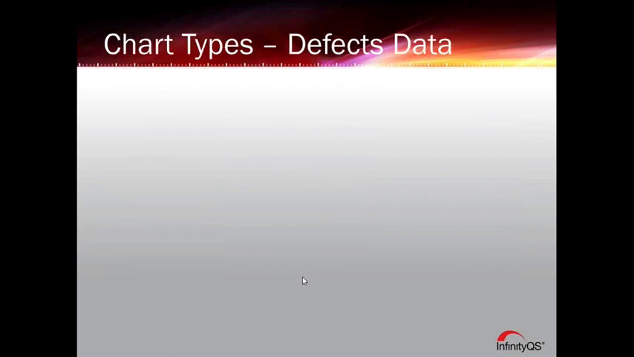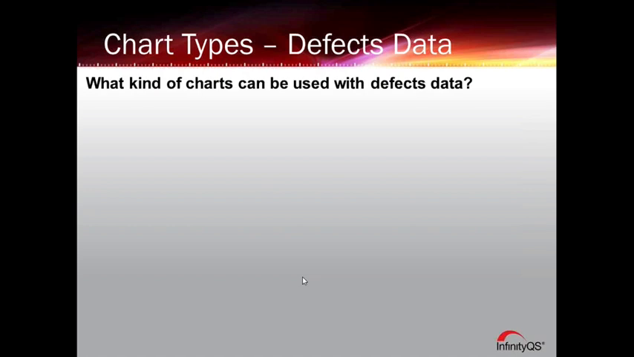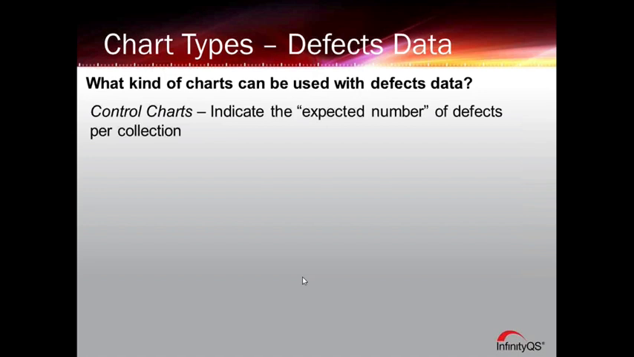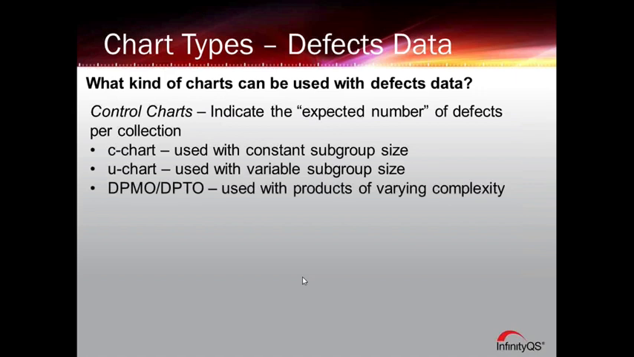Okay, we've decided on defects data because that's the topic of today's webinar. So what kind of charts can we use with defects data? In general, we can use control charts, which, like all other control charts, give me an expected average and variation. So here I get the expected number of defects per collection. We've got several charting options, and we'll talk about those more in the coming slides and see them in the software. For defects data, we have C charts, U charts, DPMO and DPTO, which stand for defects per million opportunities, or defects per thousand opportunities. And you can see we've got reasons for using each of these.